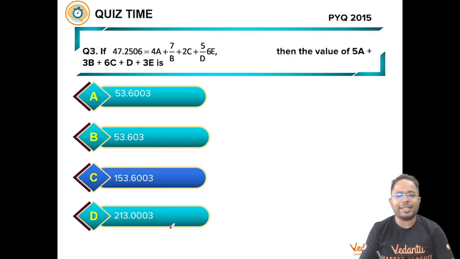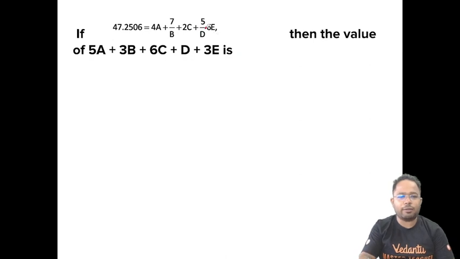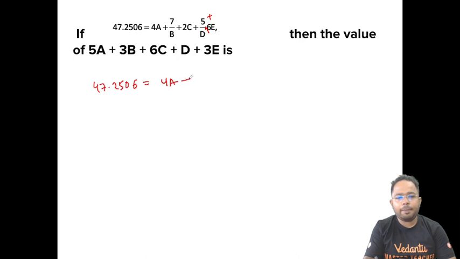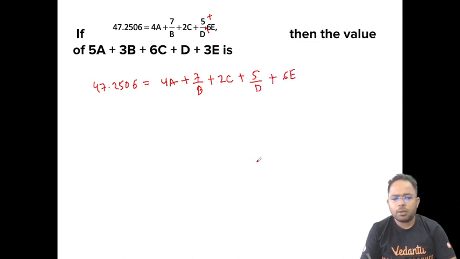Yes, option C is correct here. If you have not got the answer, let's solve it. A little bit of correction is there. So 47.2506 equals 4a plus 7 by b plus 2c plus 5 by d plus 6e. What we can do here is compare these two. Now we'll be expanding this part.